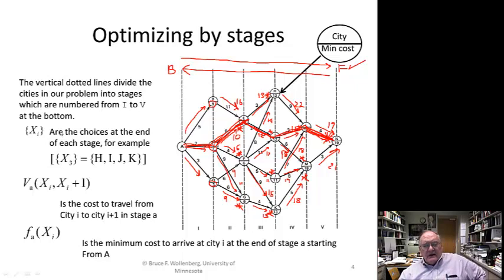Mathematically, we say if x sub i are the choices at the end of each stage. For example, at stage 3, the choices are H, I, J, and K. So that's where we get this here. That's the stages here at the end of stage 3, inside that circle. Then v of x sub i to x sub i plus 1, this cost is the cost to travel from city i to city i plus 1. And f is the minimum cost to arrive at city i at the end of a stage starting from A.